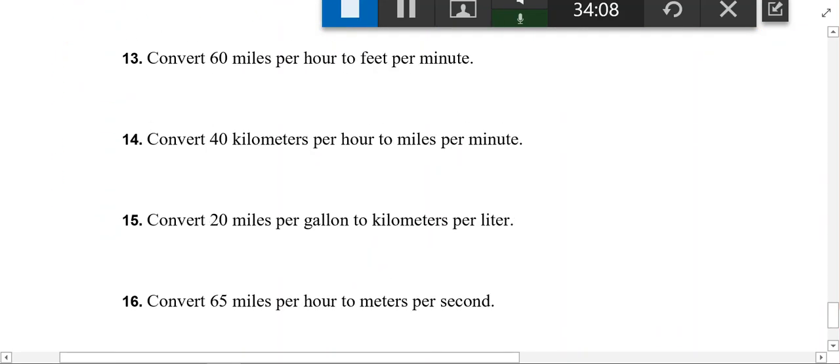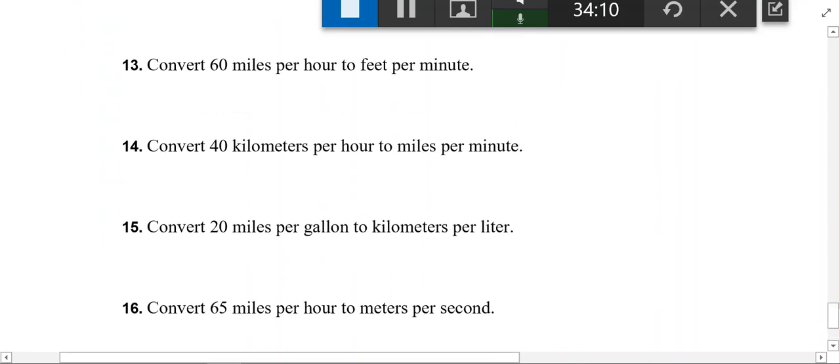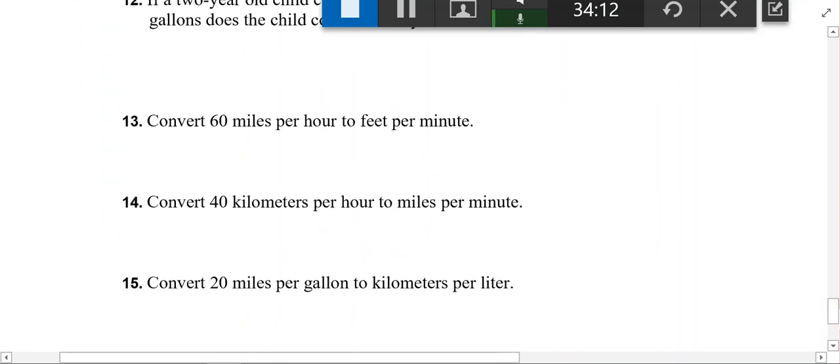And the last one, oh, that's not the last one. I got 2 more to go. Sorry about that. Number 13, convert 60 miles per hour to feet per minute. Okay, that's 60 miles in 1 hour, and we're going to convert it to feet per minute. Way down here, feet per minute. We'll work on the bottom one first, hours to minutes. 1 hour is equal to 60 minutes.